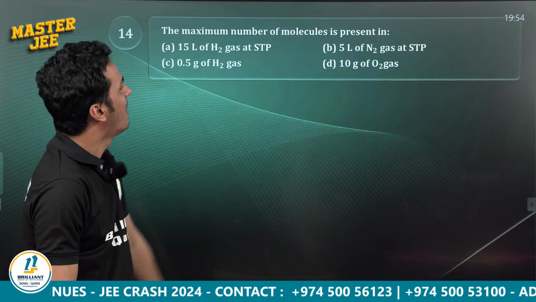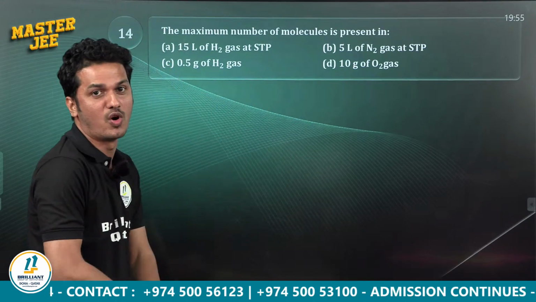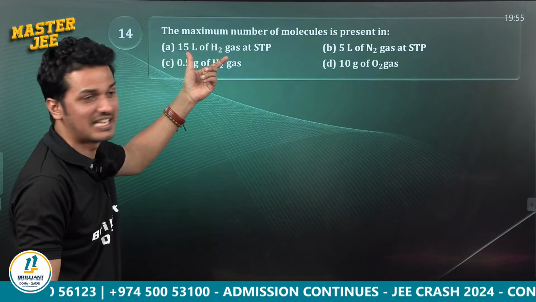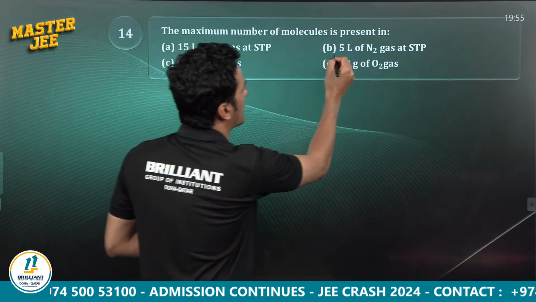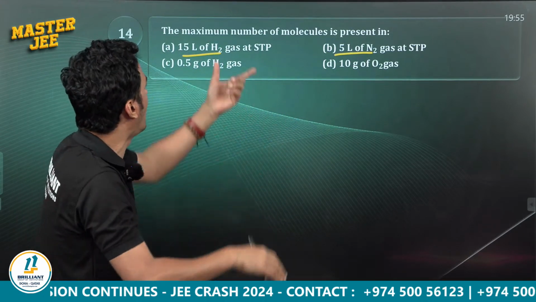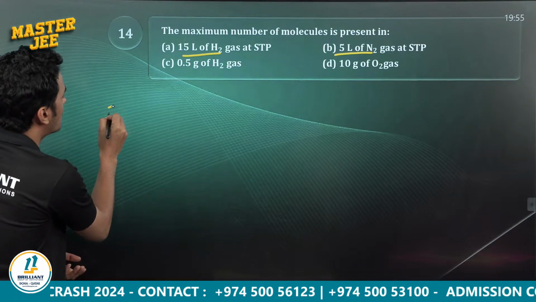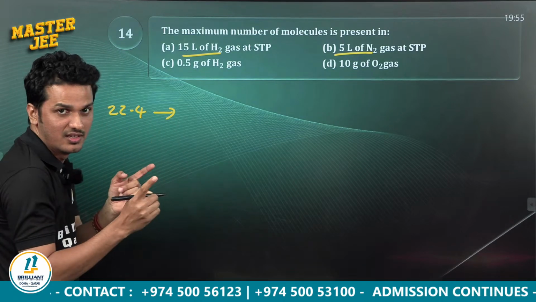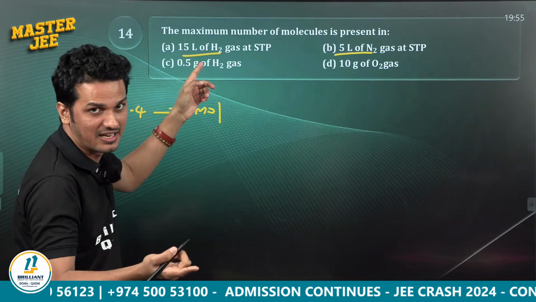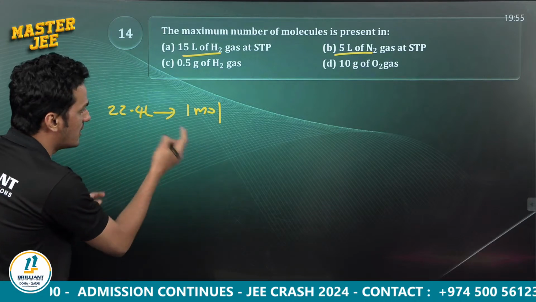Okay, so next question. In which case is the maximum number of molecules present? They have already given the volumes in liters in option A as well as option B. So we have to convert that liter into number of moles. How can I find the number of molecules by using liters? We know that 22.4 liter means 1 mole. They are giving 15 liter. So 1 mole means 22.4 liter.